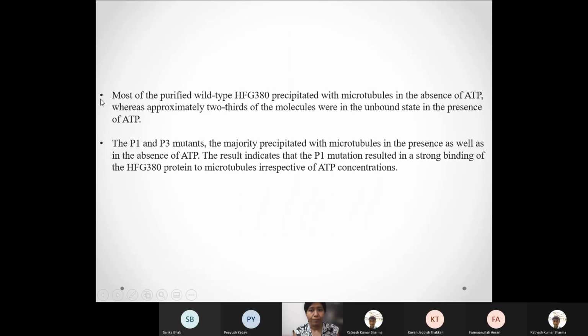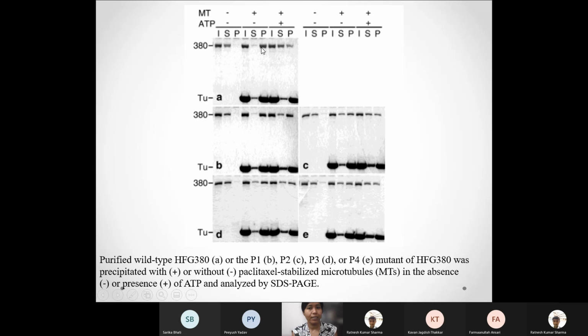What did they find? Most of the purified dynein, wild-type dynein, precipitated with microtubules in the absence of ATP. So when you don't add ATP, your wild-type dynein is heavily attached to microtubule. You add ATP, the wild-type dynein detaches.